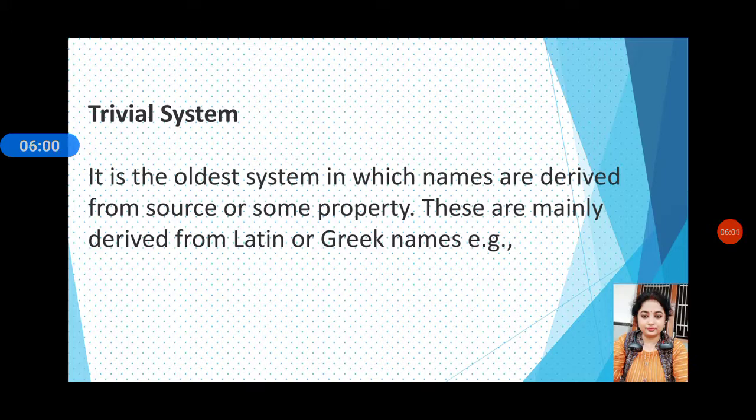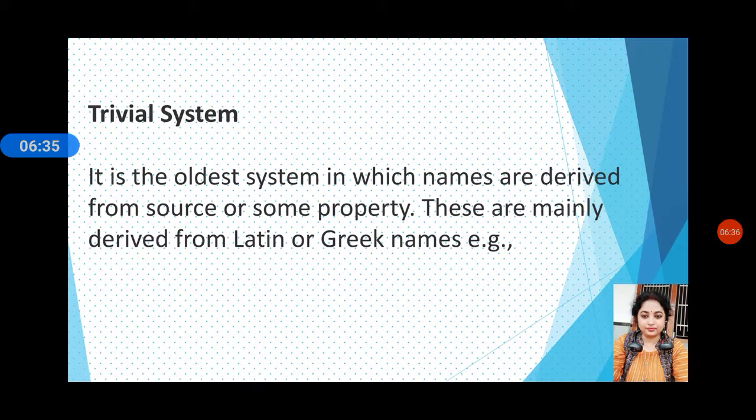Let's see what the trivial system is. This is the oldest system of naming organic compounds. Whenever a new compound was discovered, it was given an individual name. Such a name was assigned at the whim of the discoverer and had no system. These trivial names are called common names and are generally based on the source from which they were obtained. Quite frequently, the names chosen are Latin or Greek roots.